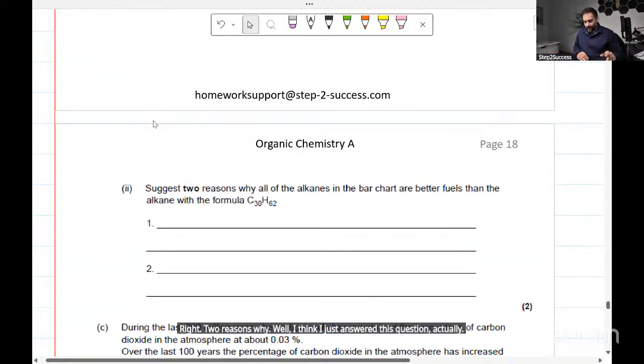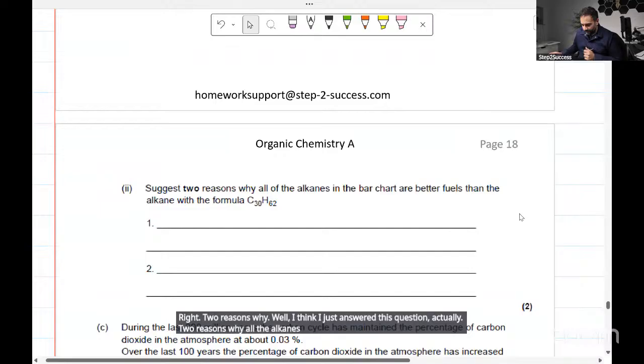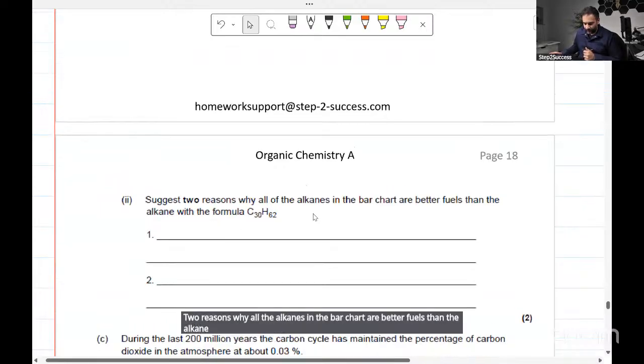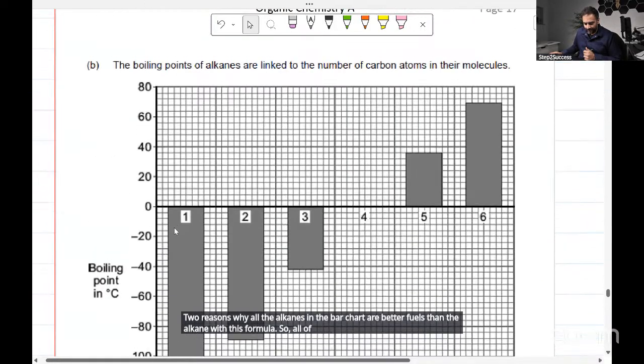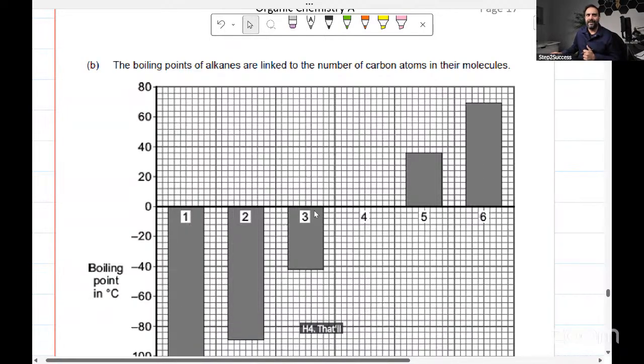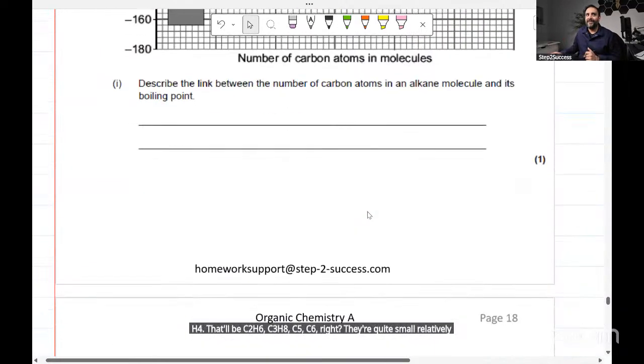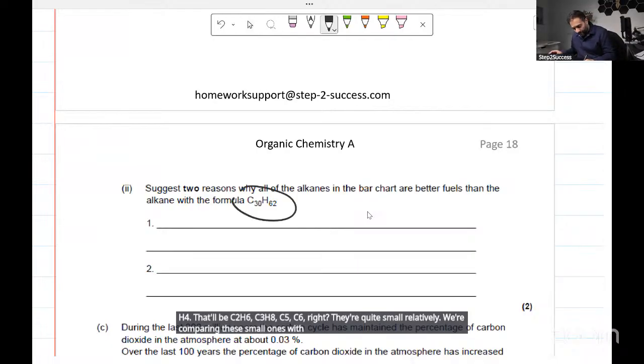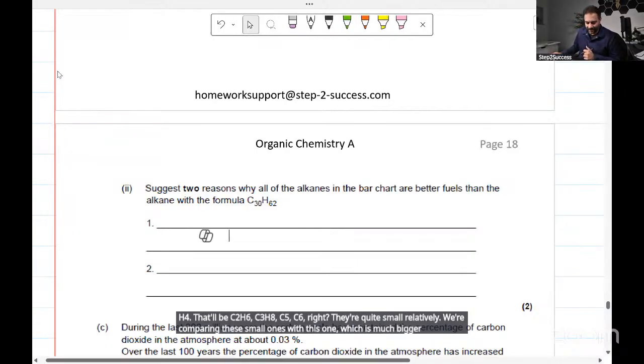Two reasons why all the alkanes in the bar chart are better fuels than the alkane with this formula. So all of these are small, short alkanes because it tells you the number of carbon atoms. That's CH4. That'll be C2H6, C3H8, C5, C6, right? They're quite small relatively. We're comparing these small ones with this one, which is much bigger. There's 30 Cs in that one. So essentially the question is, why are short hydrocarbons better than longer ones?